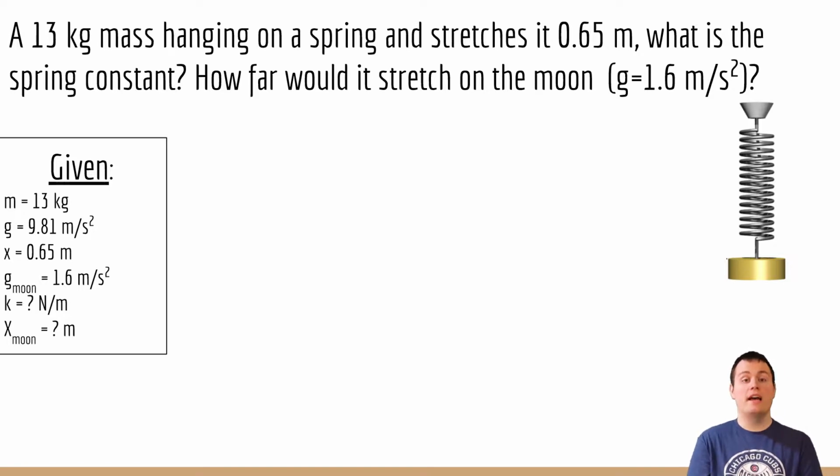So knowing that, I drew a force diagram for the mass, and it's pretty simple. We only had the force of gravity going down, and we have the force of the spring going up. And because we know it's hanging there, it must have no net force acting on it. So when we go to use Newton's second law, we know that the total acceleration is equal to 0.